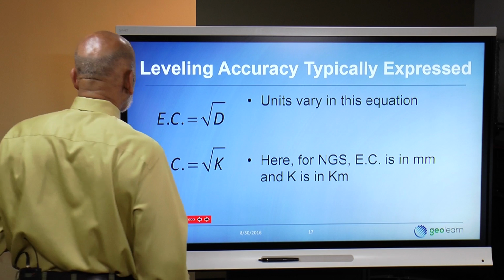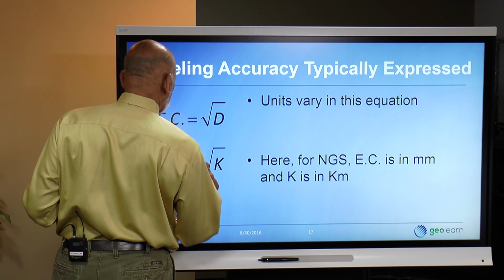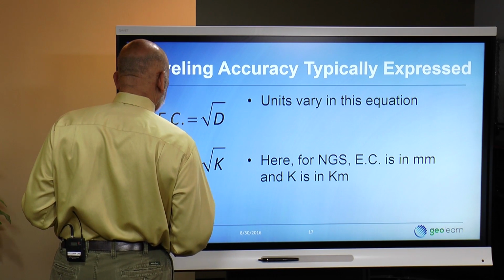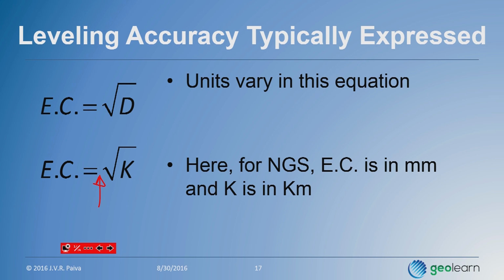And very often there is some kind of a constant that's applied over here. And so the National Geodetic Survey, for instance, will say, how many kilometers have you run? And there'll be some kind of a constant, I'll call it C, that's put in front here. So the square root of the distance multiplied by a certain number, the error of closure cannot, in millimeters, exceed what the result on the right-hand side of the equation is.